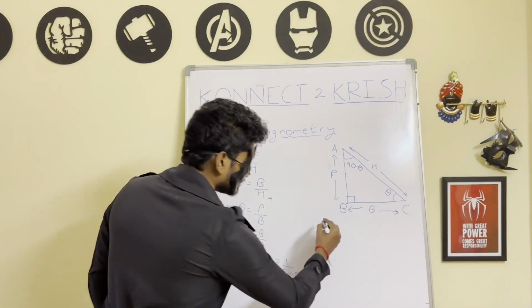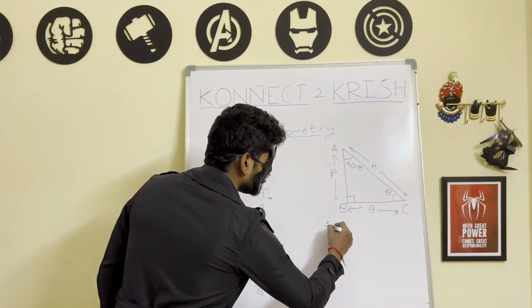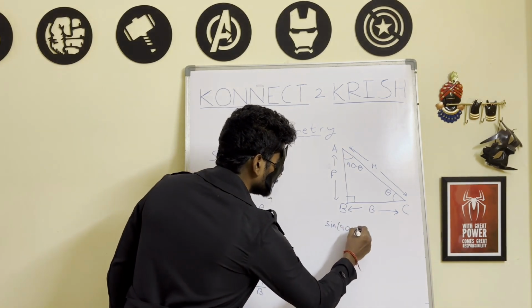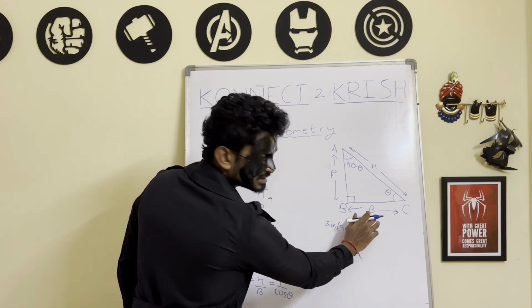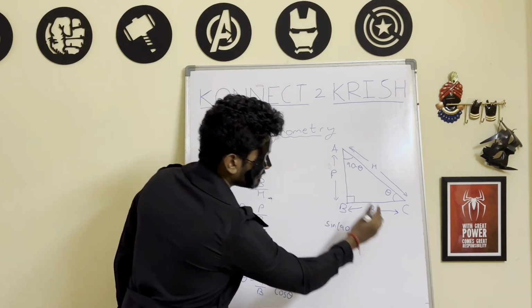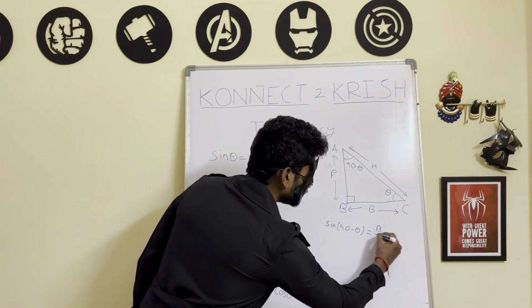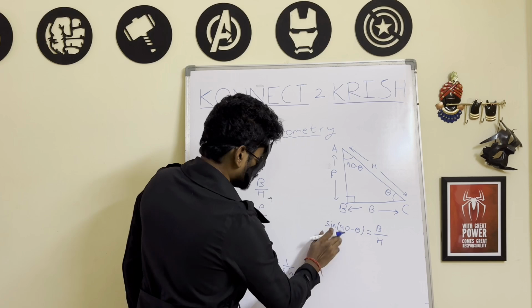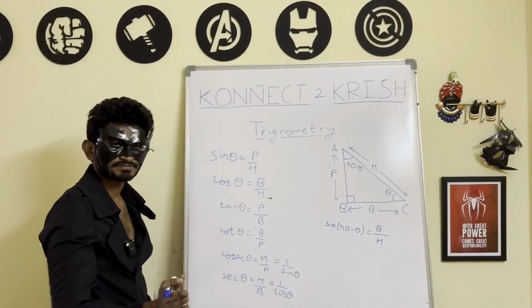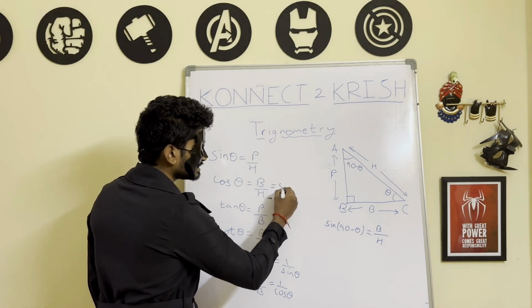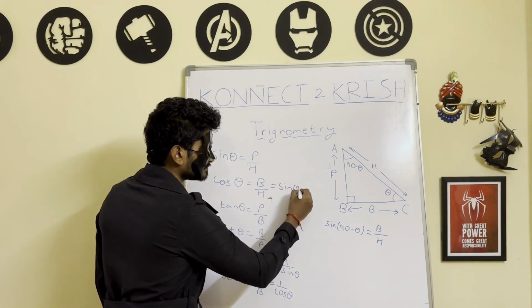So consider sin 90 minus theta, which is perpendicular by hypotenuse. This is acting as perpendicular as it is opposite to 90 minus theta. So it is nothing but B by H. This B by H is equal to cos theta. So from this we can say that cos theta is nothing but sin 90 minus theta.